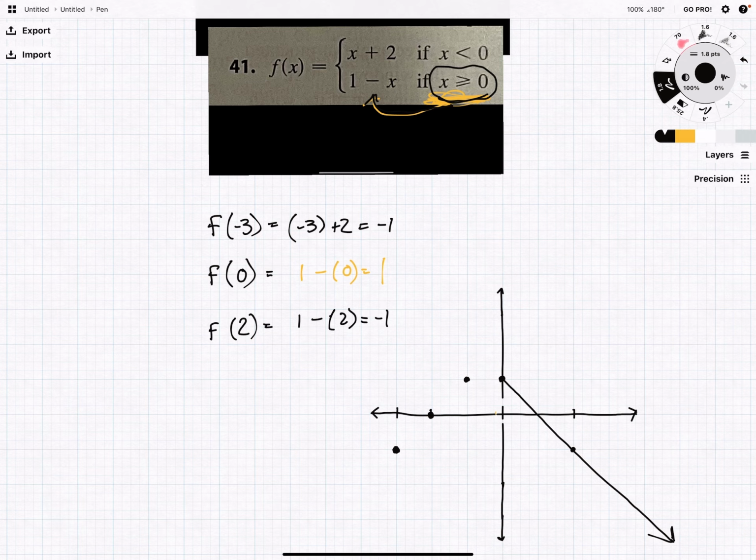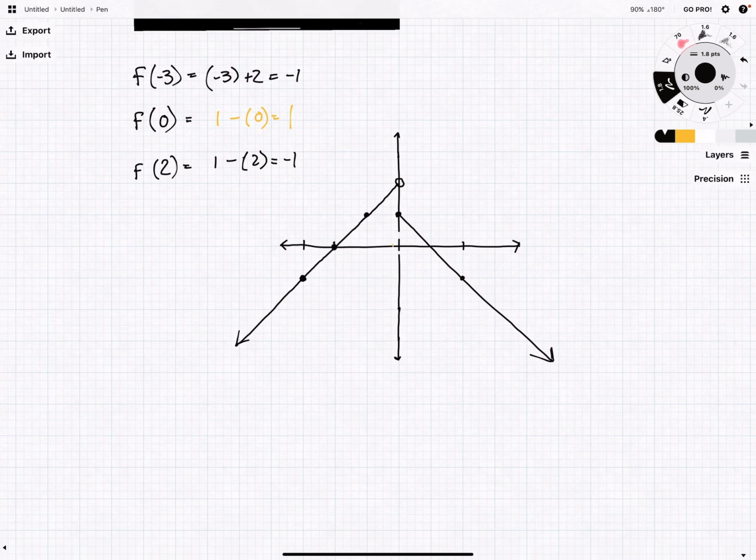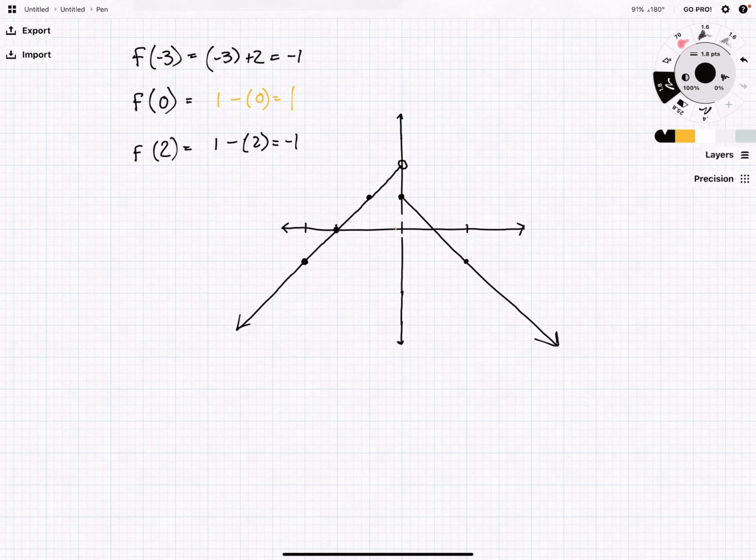Now, what we can see here with this graph is that as we get closer to 0, we're going to approach the point 2. But because it's piecewise, and it's everything up to 0, not including 0, at 2 we're going to have a hole right here in our graph. And the rest of this will go down like that. And so that is what our piecewise function looks like.